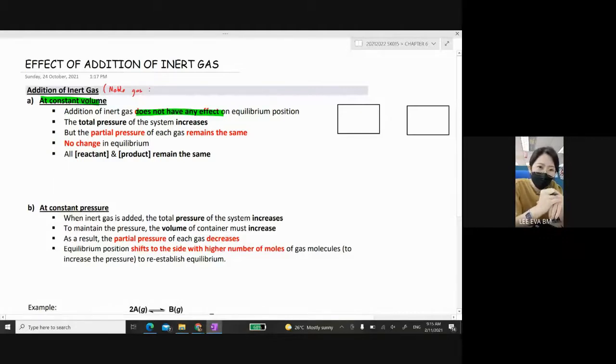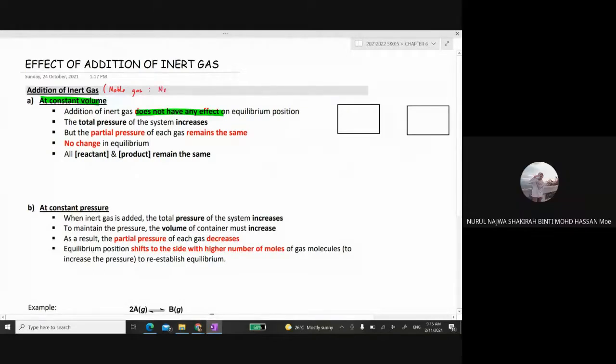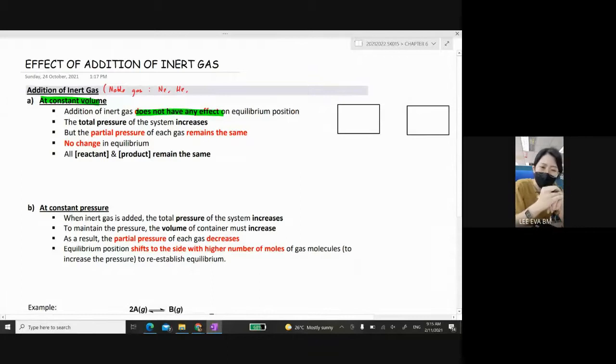Neon, helium, argon, krypton, xenon. Okay, quite a lot, right? They are in group 18, so it's still considered as noble gas, even though some can still react with other substances. Yes, it is still under group 18. So they are inert gases that won't react with anything inside the container.